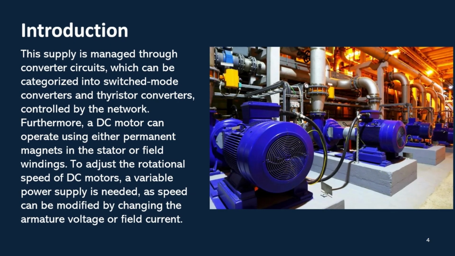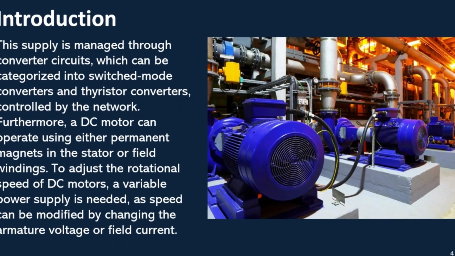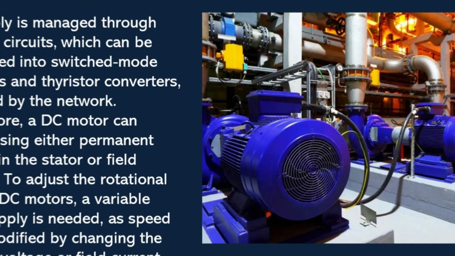To vary the rotational speed of DC motors, a variable power supply is required, as the speed can be adjusted by changing the armature voltage or field current.